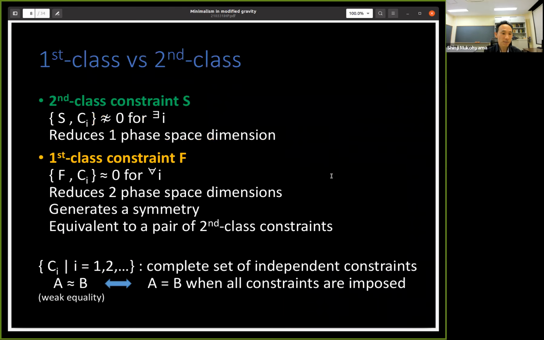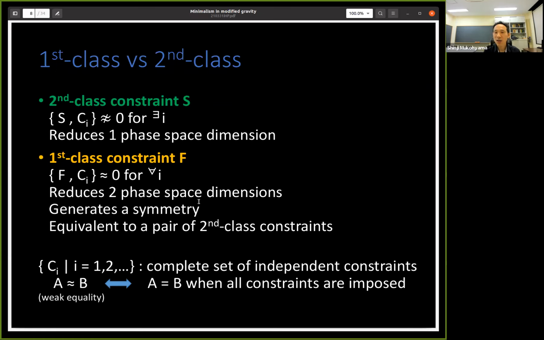In the end, what I want you to remember is that first class is better than second class, as always. A second class constraint reduces one phase space dimension. On the other hand, one first class constraint can remove two phase space dimensions. So in this sense, first class is better than second class. And also the first class constraint can actually generate a symmetry. So in this sense, the first class constraint is special.